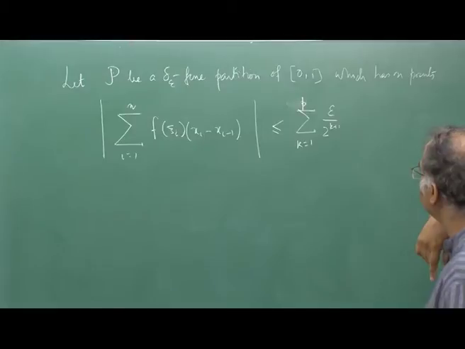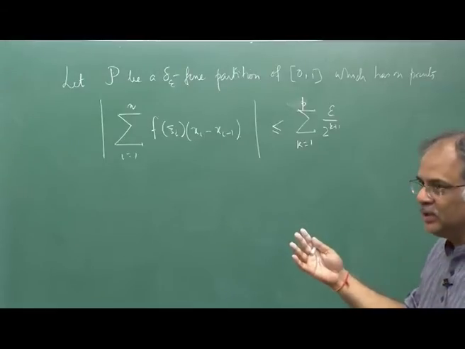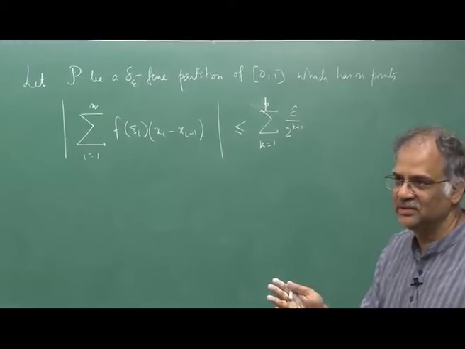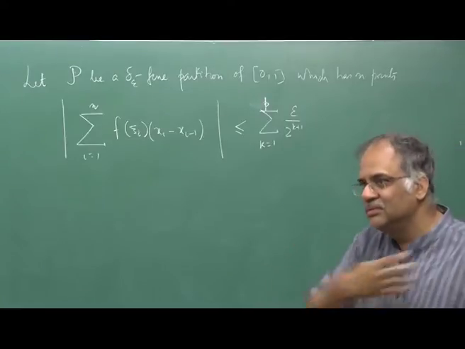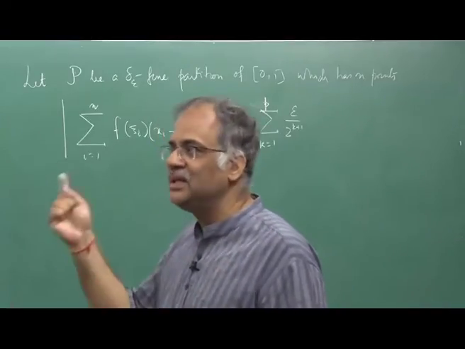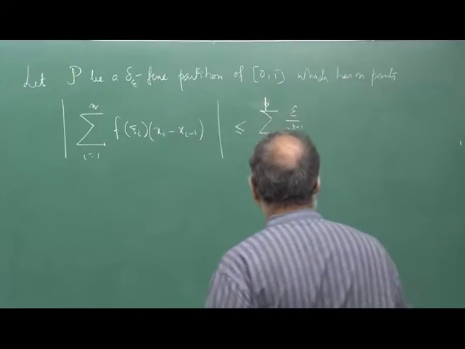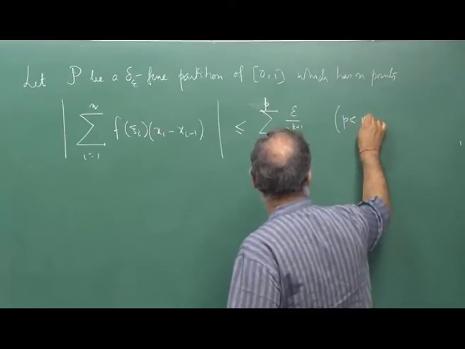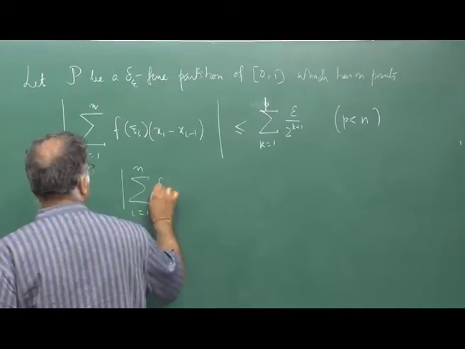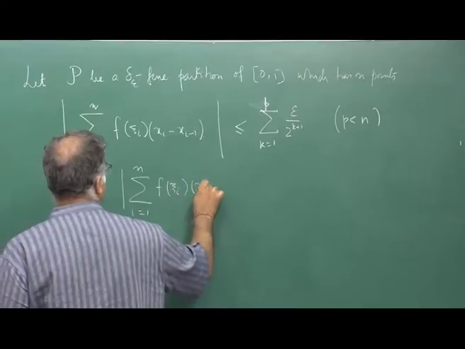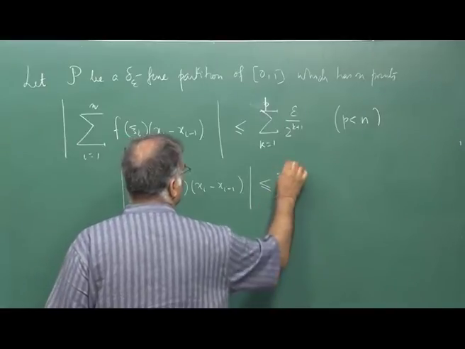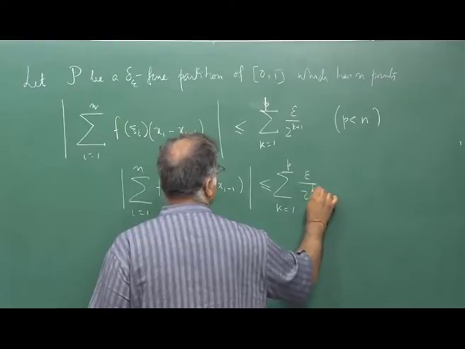So, why did I not take rationals at the very beginning? I might not have a partition which is tagged all by rationals and which is delta fine. If there is a delta fine partition which has no rationals, then it is obvious, the sum is 0, finished. If it is tagged by some rationals, it is still less than this, where p is strictly less than n. But this is again less than, so what you will have? The sum over i equal to 1 to n of f(xi_i)(x_i minus x_{i-1}), which is at most the sum of epsilon by 2^(k+1).